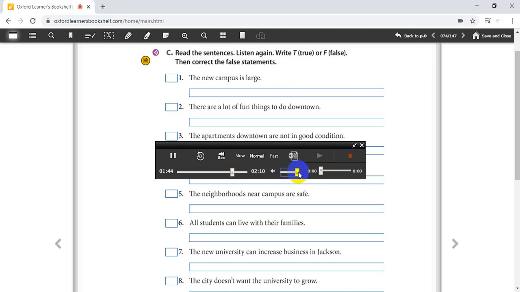We at the university are all very worried about this problem. We have a wonderful new university. It can increase business in Jackson, but new students need housing. The city wants the university to grow, so we need to build safe, affordable apartments and houses for our students.